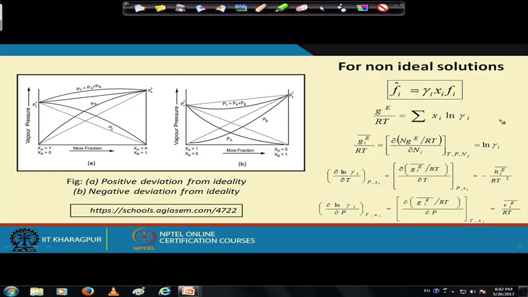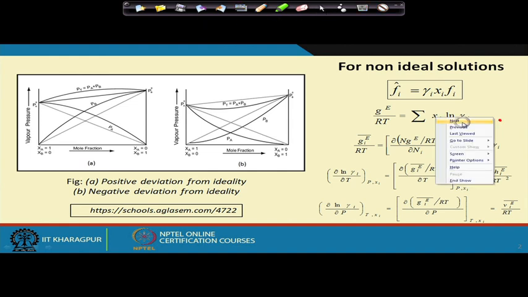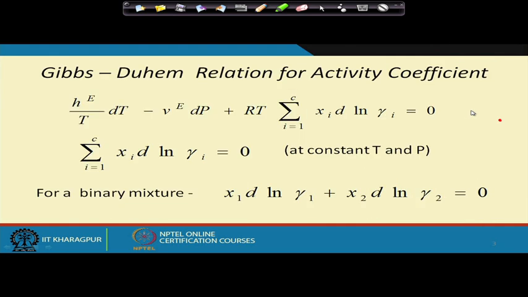After this, what we did was we derived the Gibbs-Duhem equation in terms of activity coefficient, and I stopped there, mentioning that particularly for binary solution the Gibbs-Duhem equation gives us a large number of important information. So, let us start from that particular point and see what are the important informations that we have.